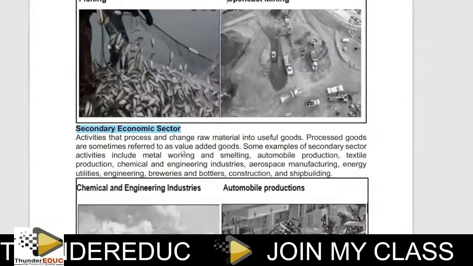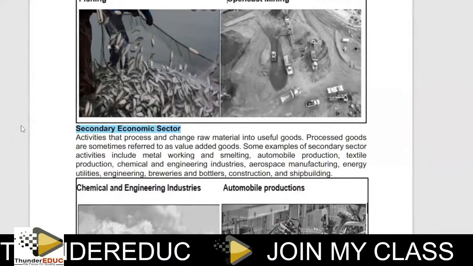Sometimes others call this secondary sector the manufacturing sector, or the sector where there is manufacturing of goods. In other words, you add value to the raw material such that you can have a final product. You produce a final product. These activities process or change raw material into useful products or goods. Processed goods are sometimes referred to as value-added goods. You add value to those goods.